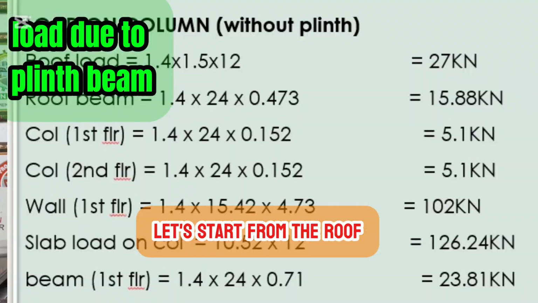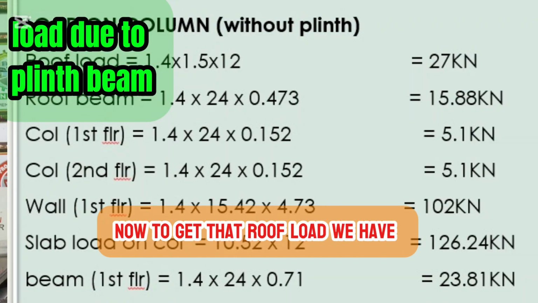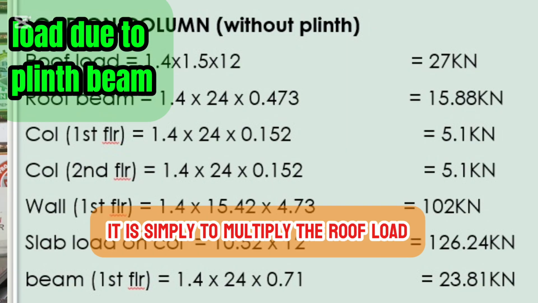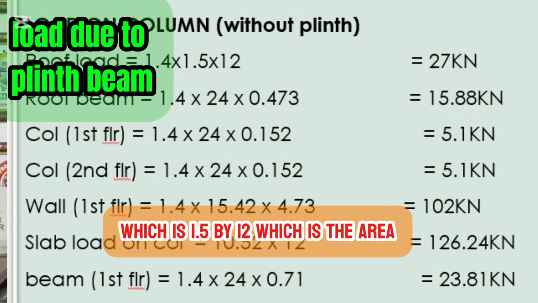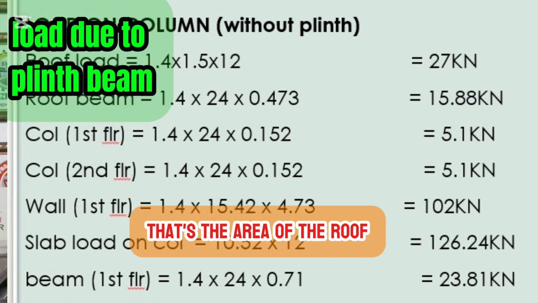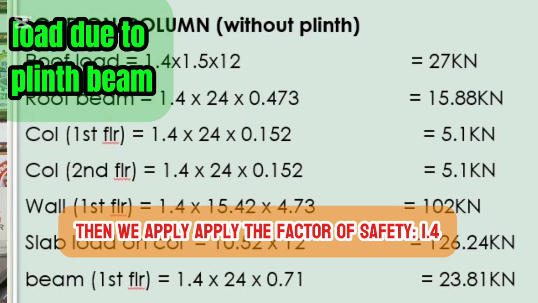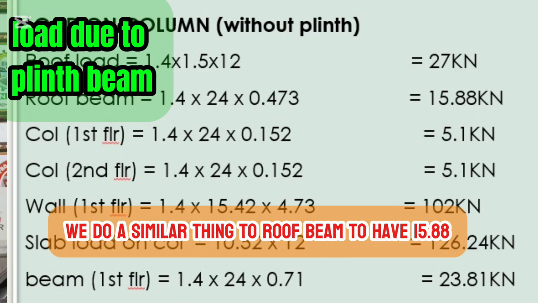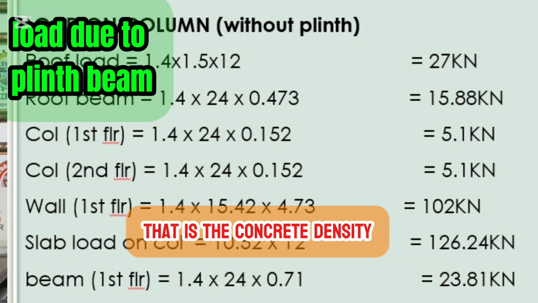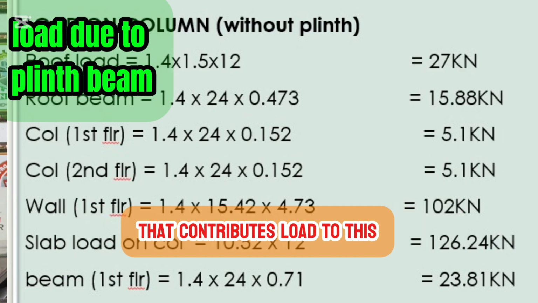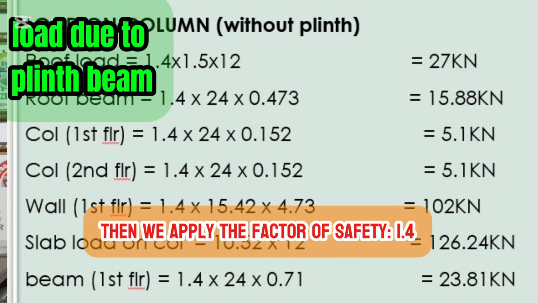So let's start from the roof now. To get that roof load, we have 27 kilonewtons. Now, how do we get it? It is simply to multiply the roof load, which is 1.5, by 12, which is the area of the roof that contributes load to this column. Then we apply the factor of safety 1.4, so you have 27. We do a similar thing for the roof beam to have 15.88. That is the concrete density times the total volume of concrete in the beam that contributes load to this. Then we apply the factor of safety 1.4.